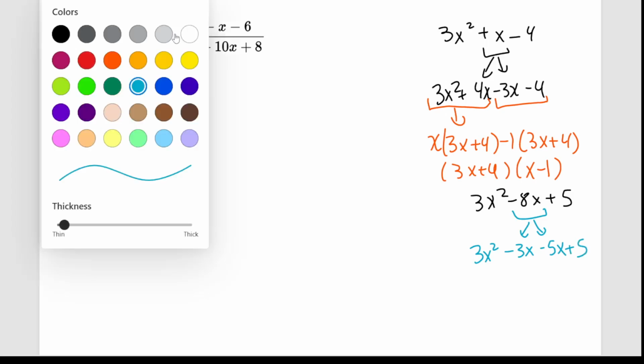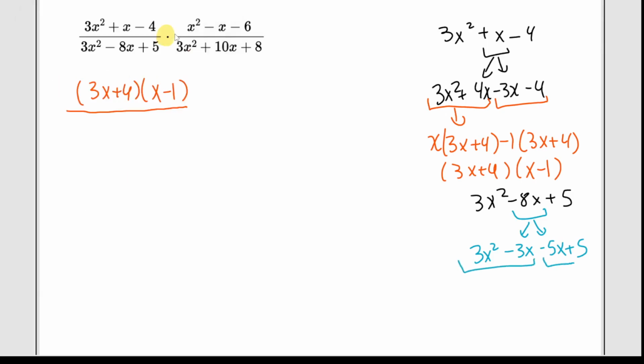Then we're going to want to keep on going with the groupings. So we've got 3x squared and 3x. Their greatest common factor is 3x. 3x squared divided by 3x is going to leave us with a single x. Negative 3x divided by 3x will leave us with minus 1.